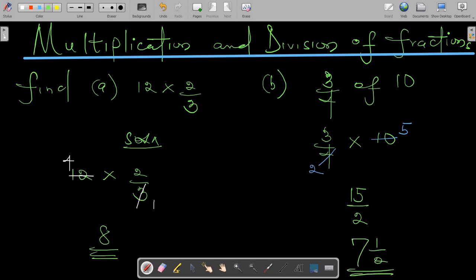Why is it like that? 2 times 7, we have it to be 14. 14 plus 1, we still have it to be 15. So that is the conversion of 15 all over 2 to a mixed number. Now let's move on to the third question.